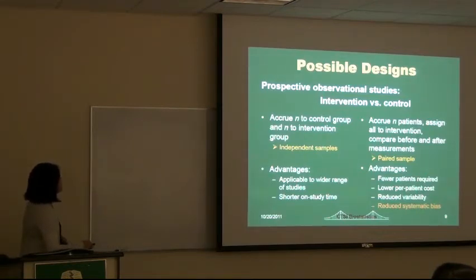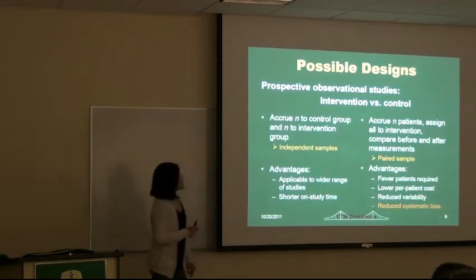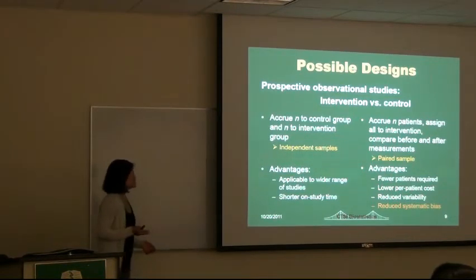And the advantages and disadvantages for independent samples here are similar to the randomized studies. You have more applicable outcomes and treatments, and shorter on-study time, whereas the advantage of the paired study design is, again, the same. You require fewer patients, have lower per patient cost, and reduce variability. And another advantage of the pair sample here is that because it's an observational study, you can't randomly assign patients to treatments. So if you use the pair sample, it will reduce the systematic bias.